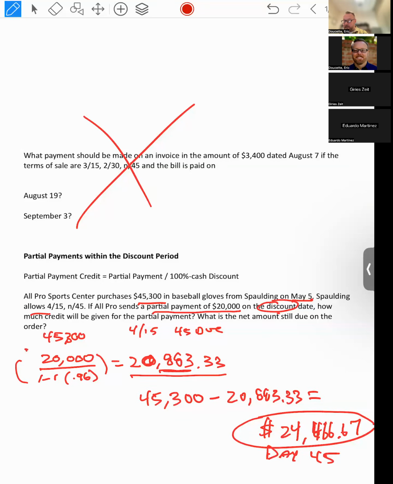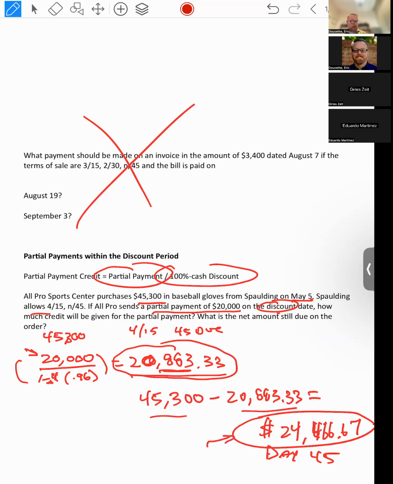You basically take the partial payment, and there's a formula for this right here: partial payment divided by 100% minus the cash discount. So this was 1 minus 0.04, so it came out to 0.96, and I divided 20,000 by 0.96. That came out to a credit of 20,883. I subtracted that from my list price, and that gave me my new total of what I owed.